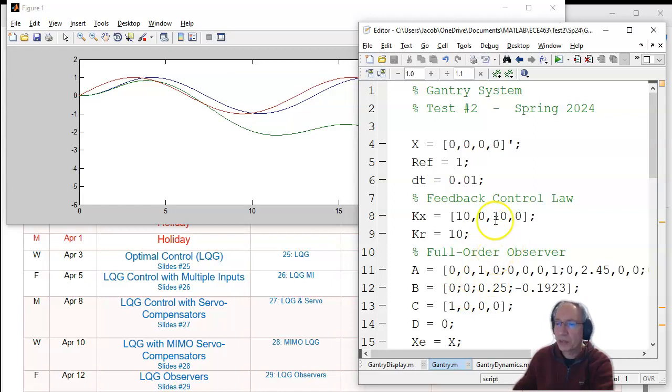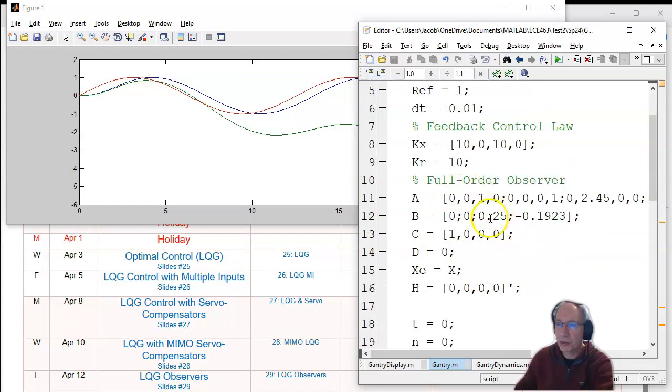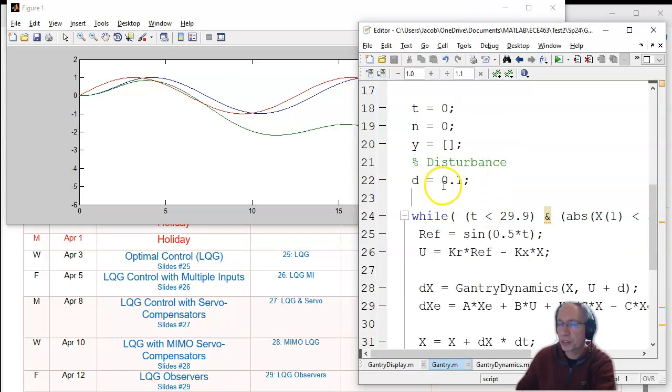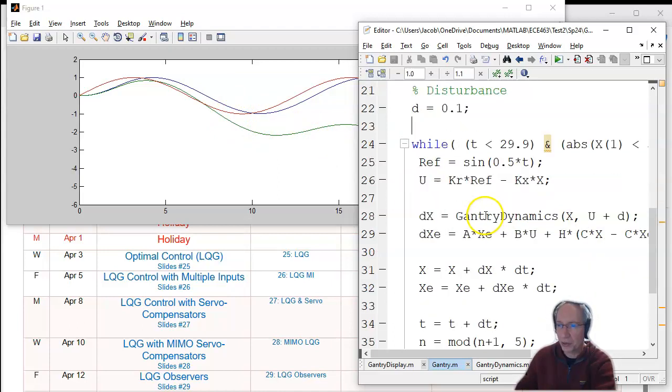What the main routine does is it has a feedback control law, the observer, for those of you doing problems with the observer, a disturbance. Think about it like a force pushing it to the right. The plane is actually slightly inclined. A control law, the dynamics, the observer, and so on.